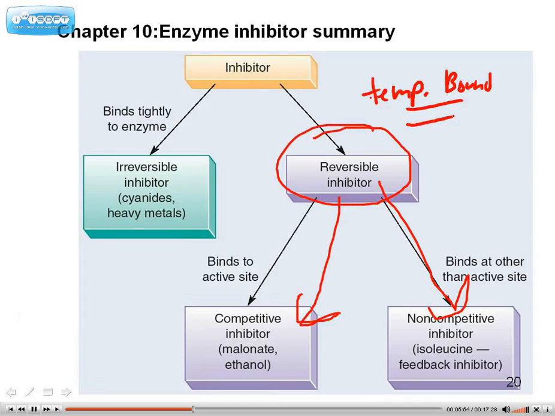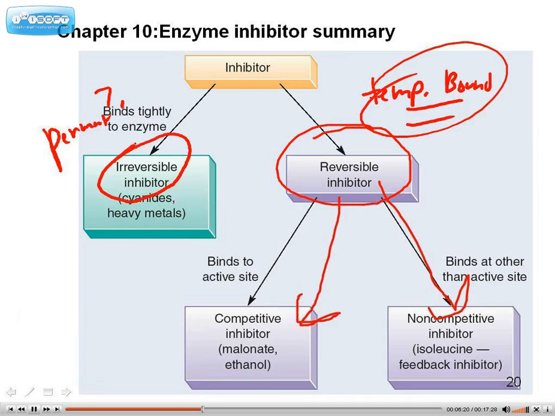But at a later point, the cell may want the enzyme to go to full enzyme activity. So therefore, it separates the inhibitors, or the inhibitors leave from the enzyme. So this is all temporary. What happens if you make it permanent? Well, if it's permanent, then we say it's an irreversible inhibitor. The body doesn't like those.